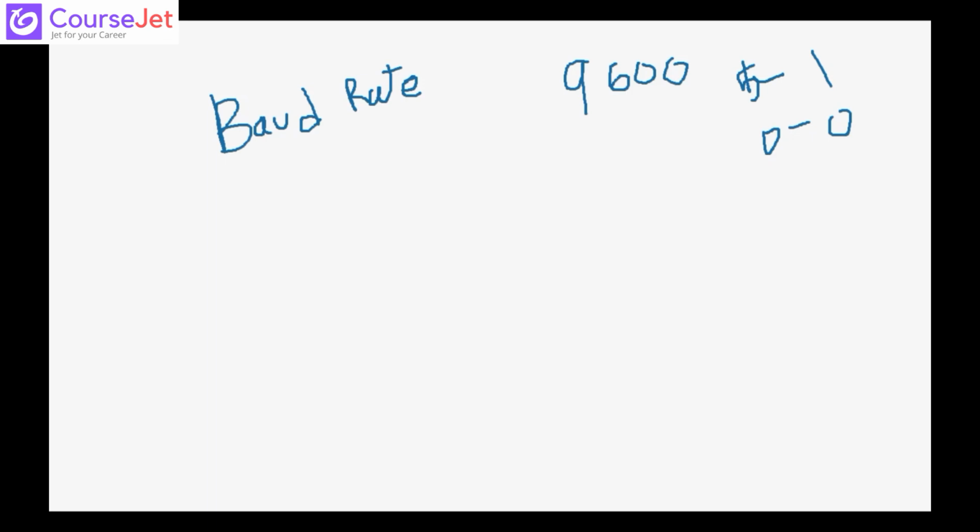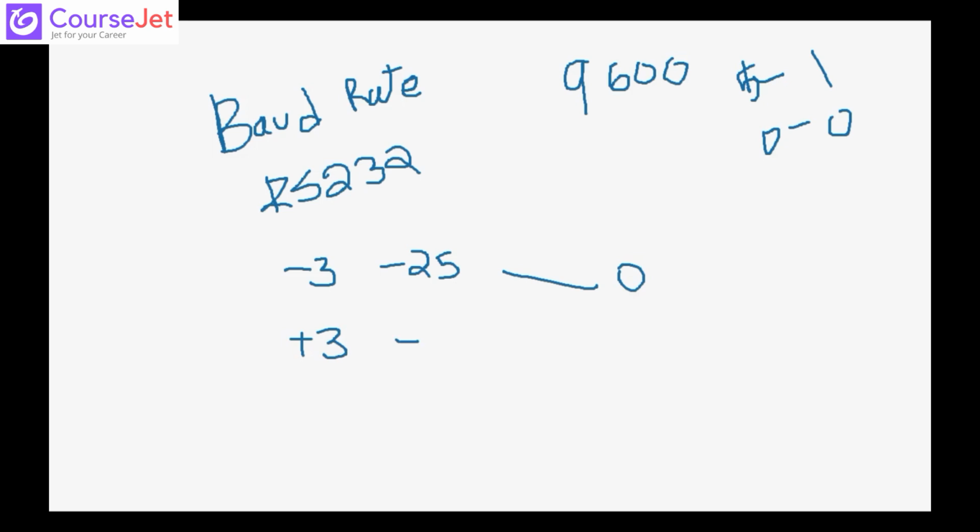To make this compatible with our devices, we have one standard called RS232. This is not a device, this is simply a standard which says that any voltage between -3 and -25 volts, you consider as logic 0. And any voltage between +3 and +25 volts, you call logic 1.